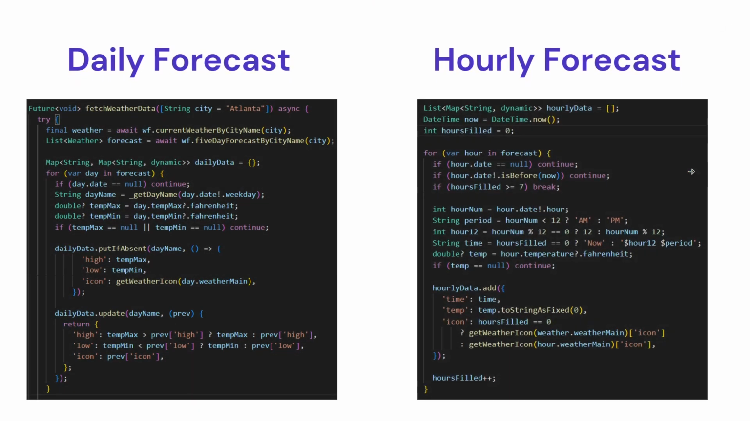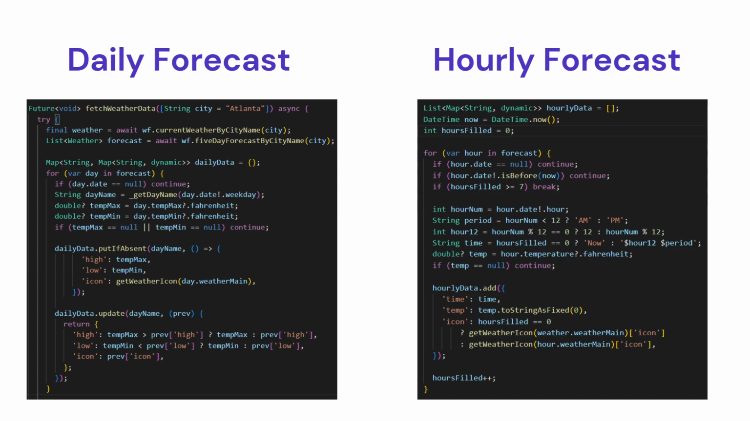For the daily forecast, I retrieve the forecast data using the API, and then I initialized a map that stores the weather forecast data for each day. Then I extracted details such as a day of the week, high and low temperatures, and a weather icon. Then I iterated through the forecast to calculate the high and low temperatures.